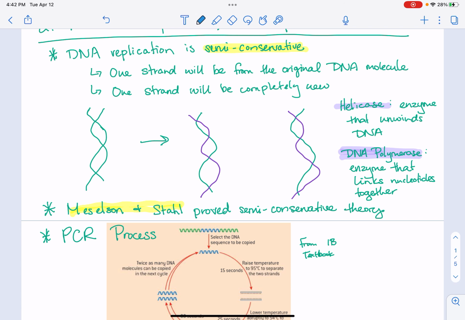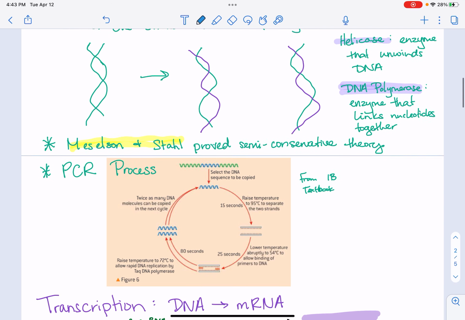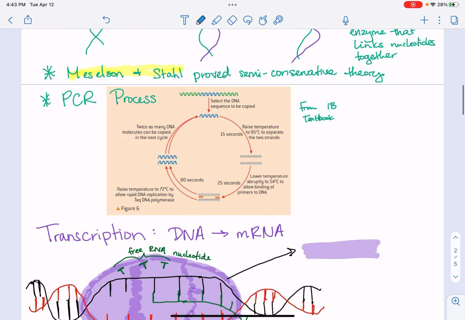Then you also need to know the two main enzymes that are important in DNA replication. Helicase is the first one. That's the enzyme that unwinds the DNA so that it can be replicated. And then you need to know about DNA polymerase, which is the enzyme that links the nucleotides together. Okay? And like I said, more on that experiment is online at BioNinja or in your textbook.